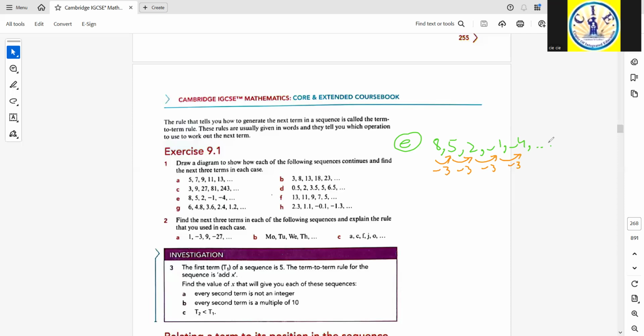So after -4, we need to see that -4 minus 3 will give us -7, and then -7 minus 3 will give us -10, and then -10 minus 3 will give us -13. So the next three terms are -7, -10, and -13.